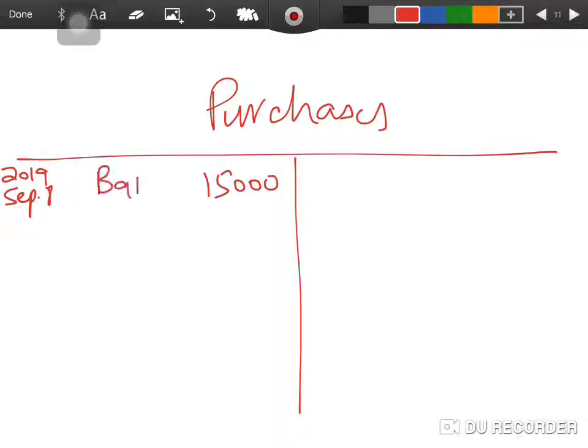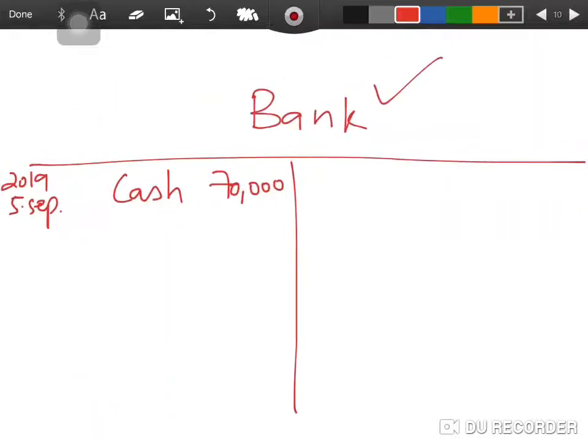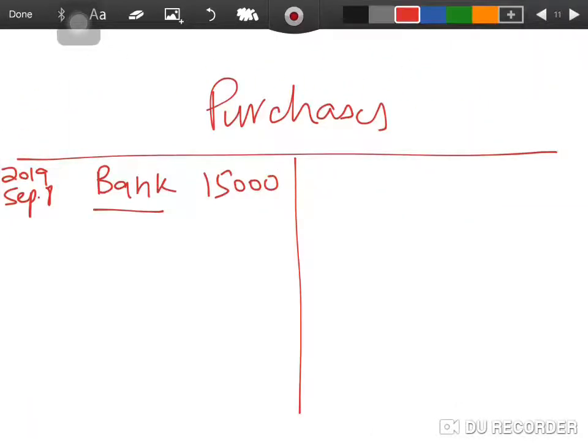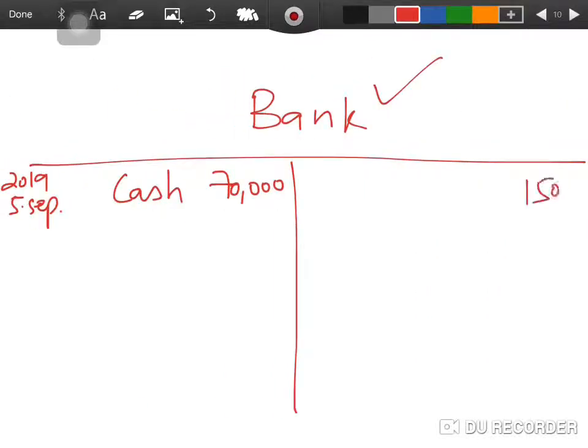Why? Because the other entry for this transaction is going to be in the T account for bank, and in the bank account the other entry for this transaction is going to be on the credit side. So the date is 8 September and here we are going to write purchases in the details column.